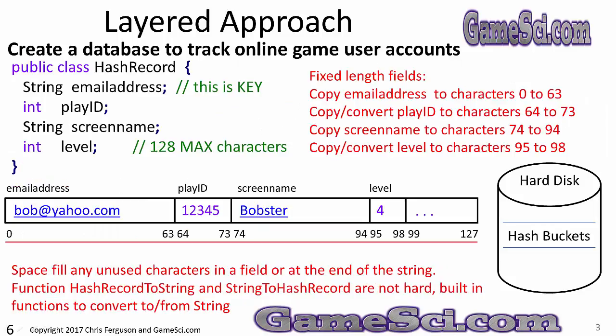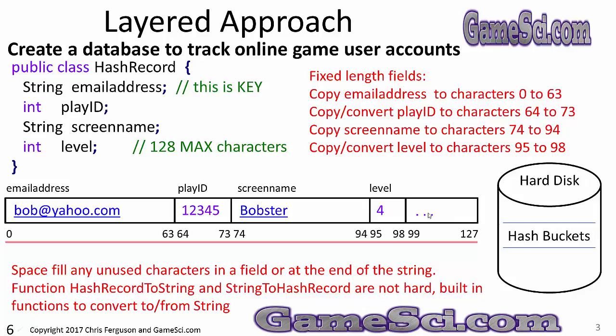Let's use fixed length fields. We're going to copy email address to characters 0 through 63 in our array. We're going to copy and convert player ID to characters 64 and 73 in the array. We're going to copy the screen name to characters 74 to 94 in the array. And finally, copy or convert the level number to characters 95 and 98. Bobster is on level 4 of the game. These characters represent the level.